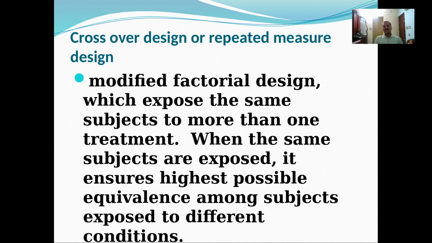So the total number of subjects can be half. The number of subjects needed for the study is less compared to factorial design, and there is more equivalence also because the same subjects are exposed to different variables. That is why those two disadvantages of the factorial design can be overcome in the crossover design. When the same subjects are exposed, it ensures the highest possible equivalence among subjects exposed to different conditions. This we call the crossover design or repeated measure design.